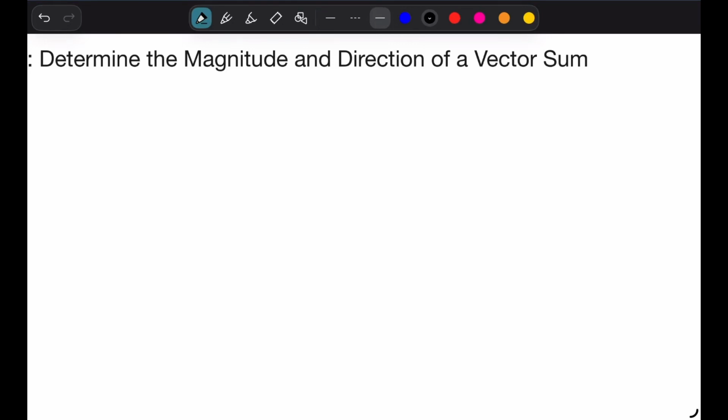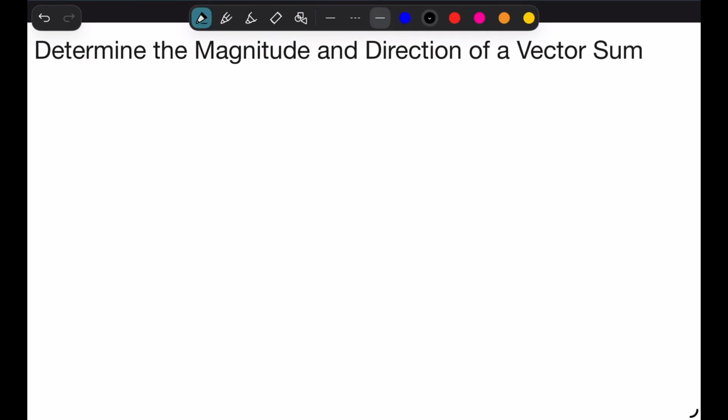In this video, we're going to determine the magnitude and direction of a vector sum. Let's say that we have the sum of a plus b vectors, where vector a is 6, 8, and vector b is 3, 4. What we're going to do is just add these based off their components. So you'd add the x component plus the x component and the y component plus the y component, giving us 9, 12.